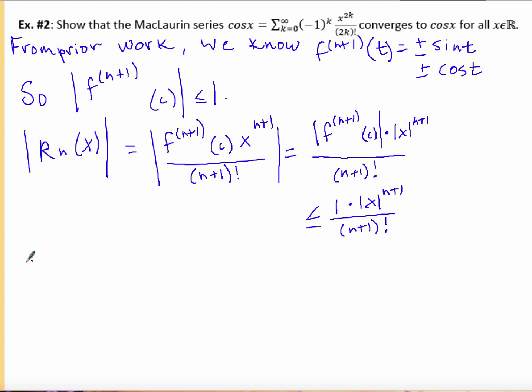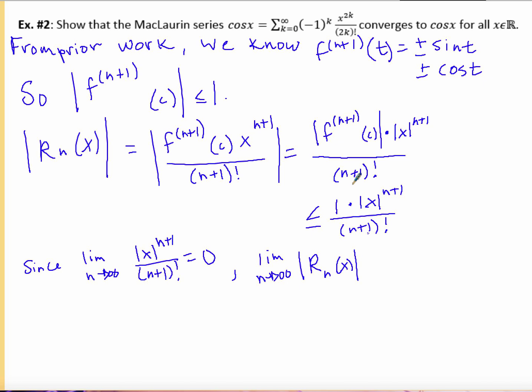Okay, now, since the limit as n approaches infinity of the absolute value of x to the n plus 1 divided by n plus 1 factorial is equal to 0, then when I take the limit of this guy, I'm going to get this whole piece equals 0 times 1, which is 0. So we're going to get that the limit as n approaches infinity of the absolute value of r sub n of x, remember that's this piece over here, equals this, but it's got to be less than or equal to this one. And if we take the limit of this one as n approaches infinity and we get 0, it has to be less than or equal to 0.